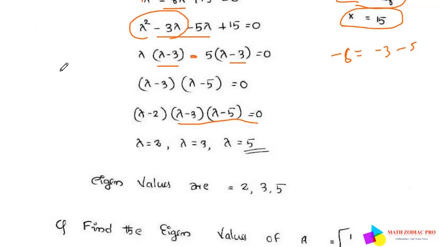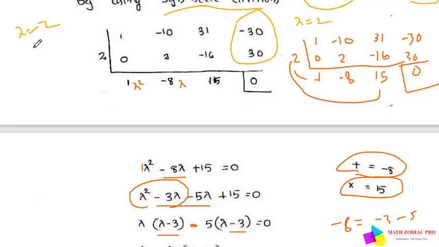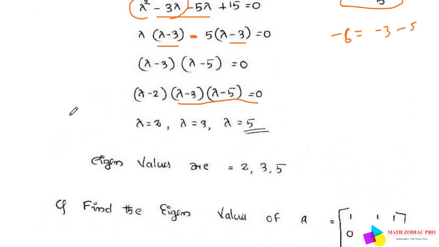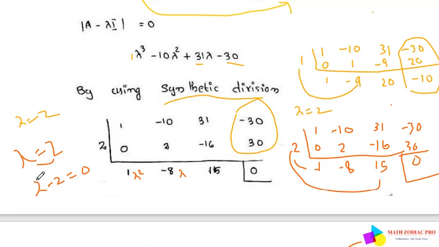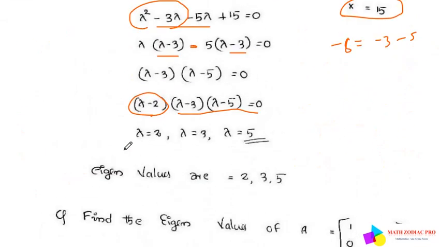And we get the solution, put lambda equal to 2. Okay, so lambda equal to 2 means 2 come this side means lambda minus 2, right? Lambda minus 2 equal to 0. Okay, so this lambda minus 2 is coming from here. So lambda minus 2 equal to 0, so lambda equal to 2, and lambda minus 3 equal to 0, so lambda equal to 3, lambda minus 5 equal to 0, lambda equal to 5. So this is called eigenvalues.